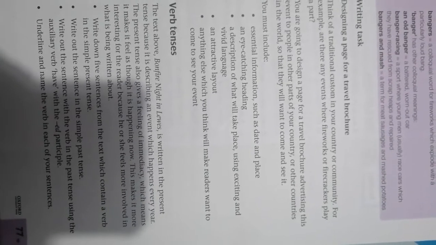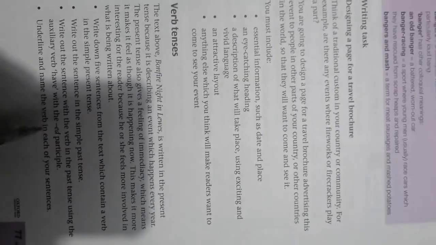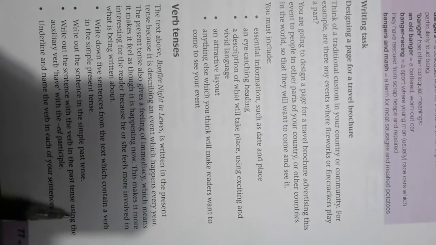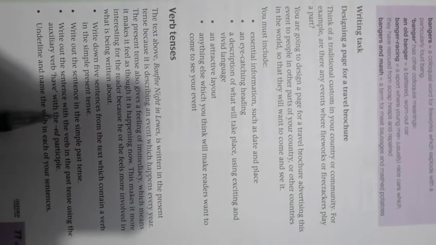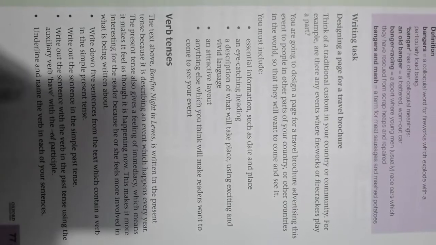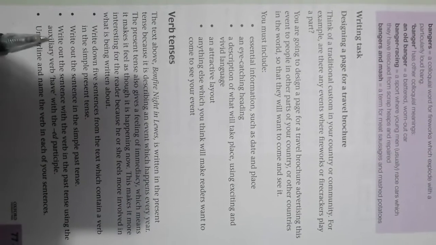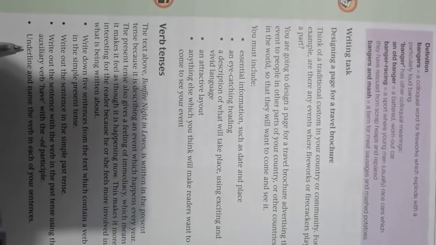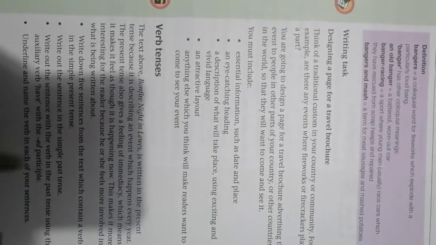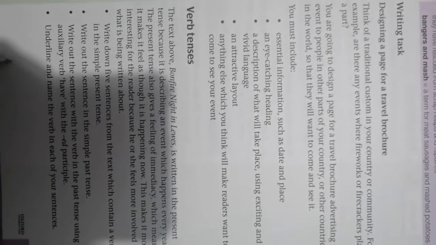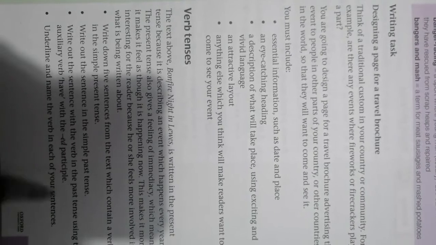So now what you have to do is write out the sentence with the verb in past tense, using the auxiliary verb. So you have to write out the sentence with the verb in past tense, and you will have to use the auxiliary verb which is have with the ed participle. Now the next one is underline and name the verb in each of your sentences. So at the end you will have to underline and name the verb in each of your sentences.